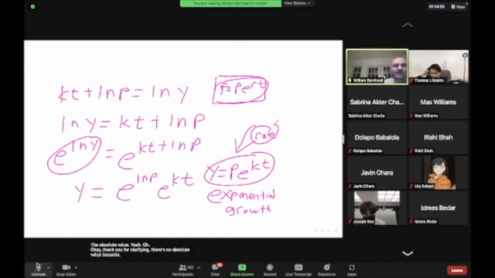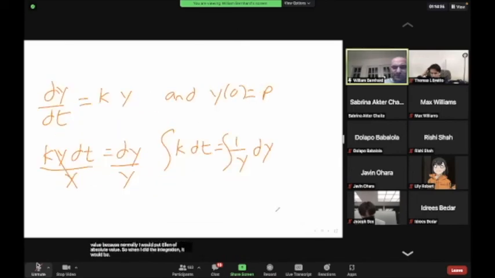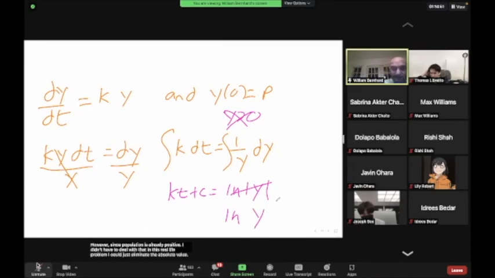There's no absolute value because normally I would put ln of the absolute value. So when I did the integration, it would be traditional to write kt plus c equals ln of the absolute value of y. However, since population is already positive, I didn't have to deal with that in this real life problem. I could just eliminate the absolute value. Normally, if it comes from an abstract problem, you would need the absolute value, like we had in an earlier example with dy dx equal to y, because it wasn't necessarily stemming from a positive population. But in this real life example, we could get rid of the absolute value because people must be positive.